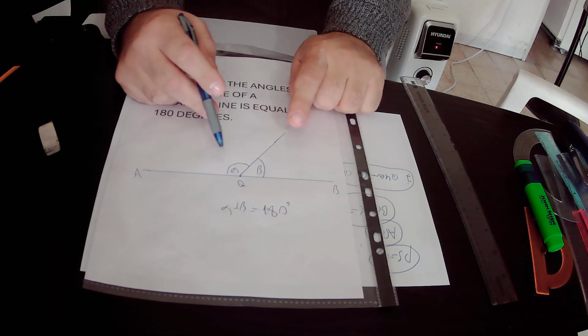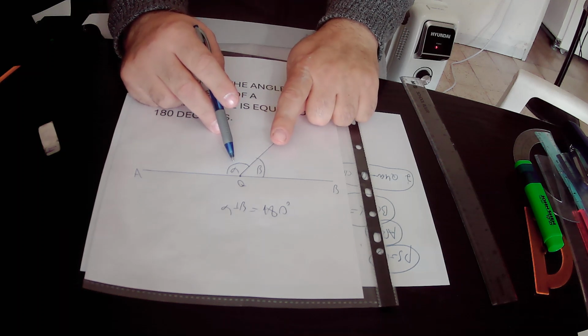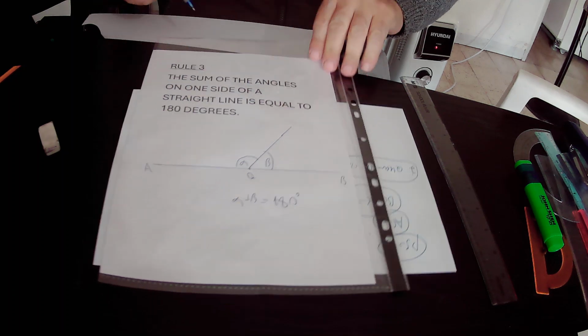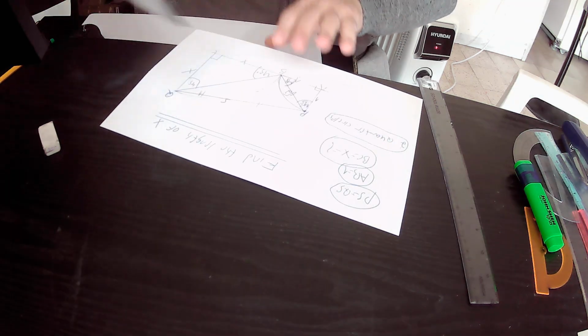So which angles we have at the upper side of AB at point Q? We have this angle alpha and beta. So in total, alpha plus beta must be equal to 180 degrees according to this rule, rule number 3. So we can implement rule number 3 in our drawing.